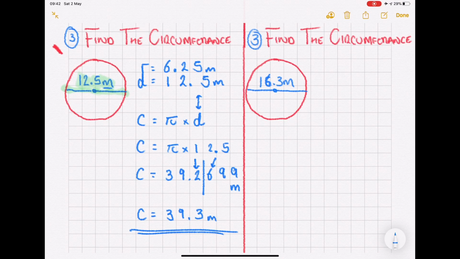So, going over this, we work it out exactly the same way. We find out our radius, we find out our diameter, and then we write our equation, circumference equals pi times diameter. We substitute in our values, we type it into the calculator, and then we round it to 1 decimal place. Nice and simple. Okay, so pause the video here, copy out the working for this left-hand example, then have a go at this right-hand example and play the video once you're done.